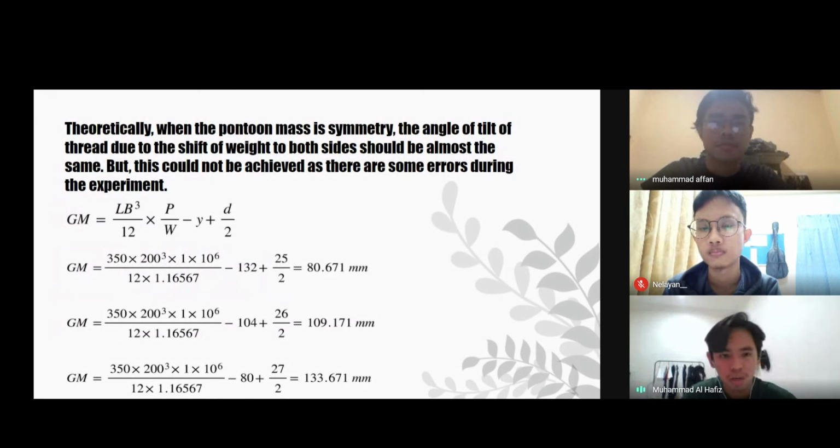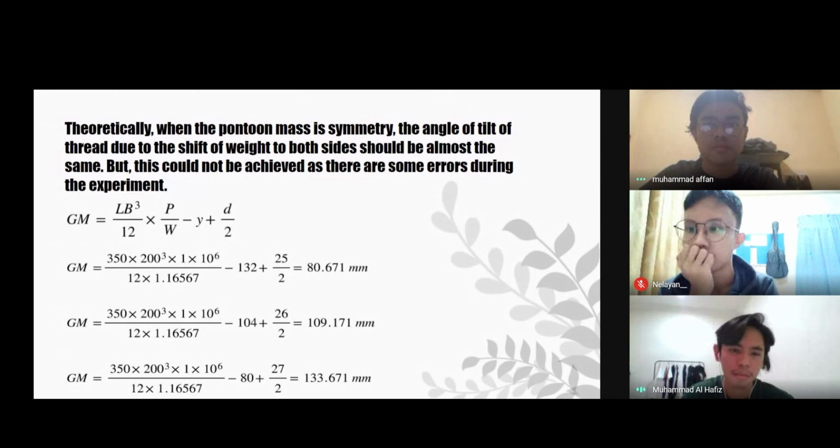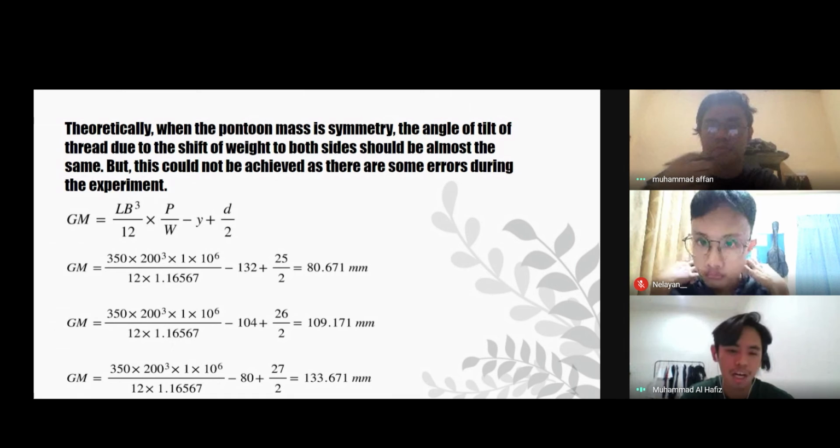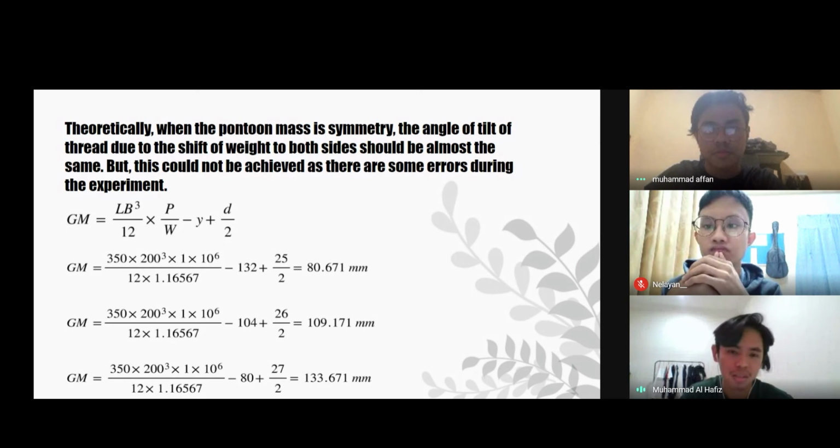So theoretically, when the pontoon mesh is symmetrical, the angle of tilt due to the shift of weight to both sides should be almost the same, but this could not be achieved as there were some errors during the experiment. So this is the formula for GM, which is LB cubed over 12 times density over W, minus Y plus D over 2.